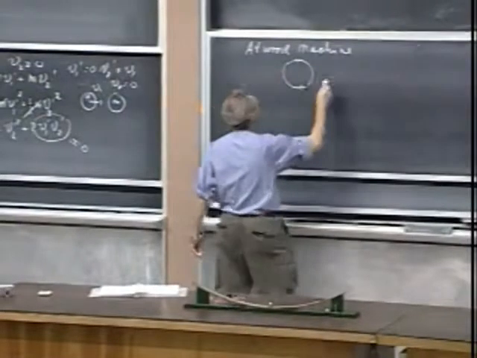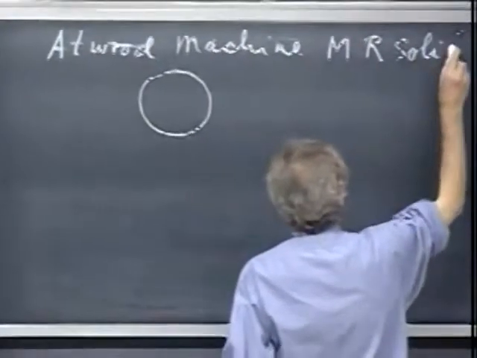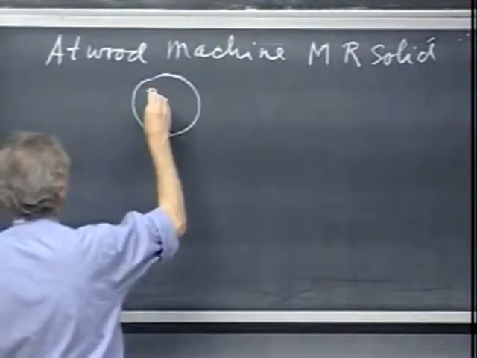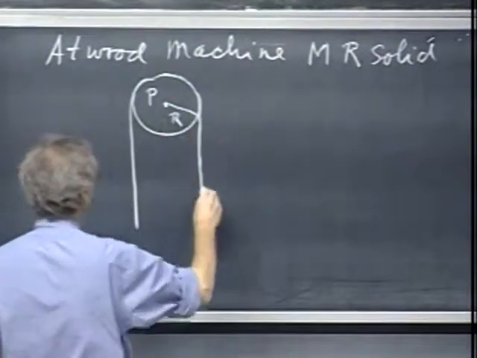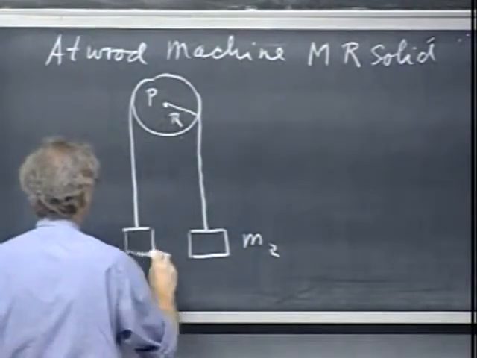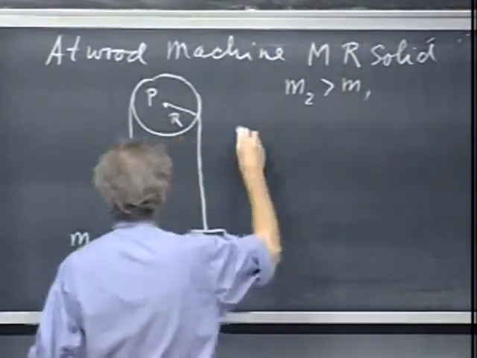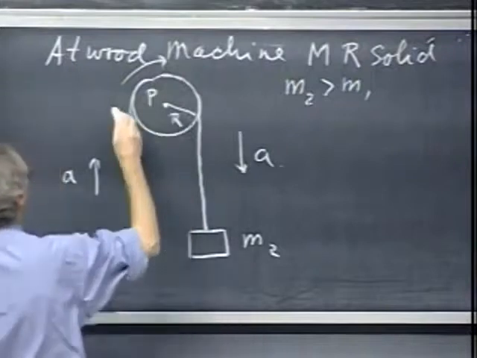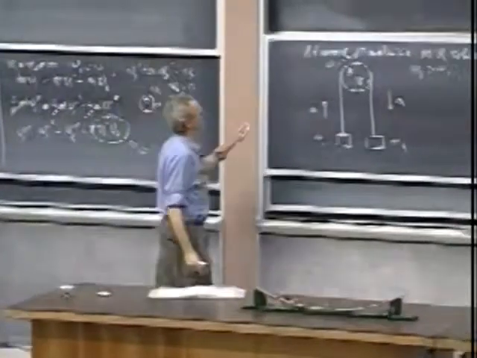Here's a pulley. The pulley has mass m, has radius r. It's solid. So it's a solid disk, rotates frictionless about point P, radius r, and there is a rope here, near massless. We ignore the mass. Mass m2 is here, and mass m1 is here. And let's assume that m2 is larger than m1. So this will be accelerated in this direction. This will be accelerated in this direction, and this will start to rotate with angular velocity omega, which will be a function of time.